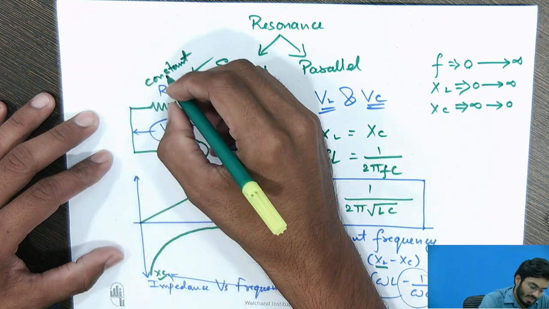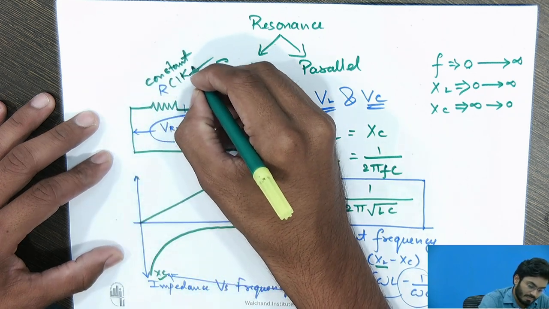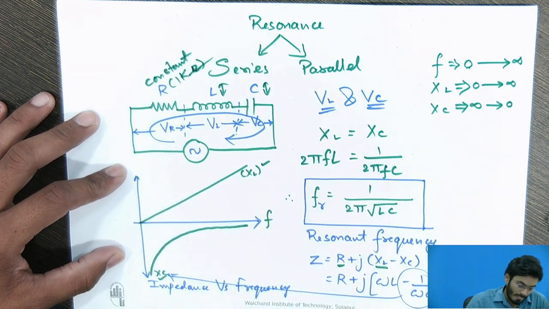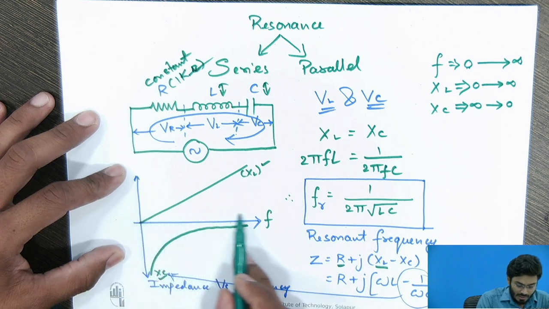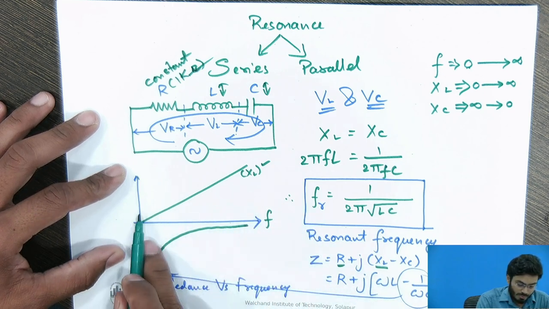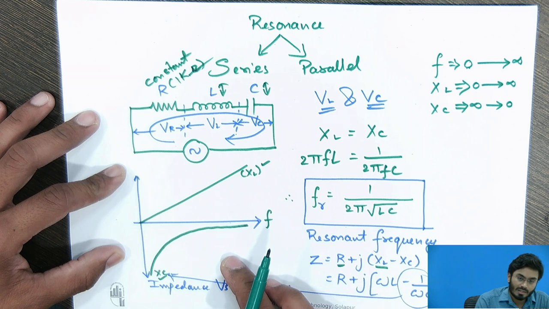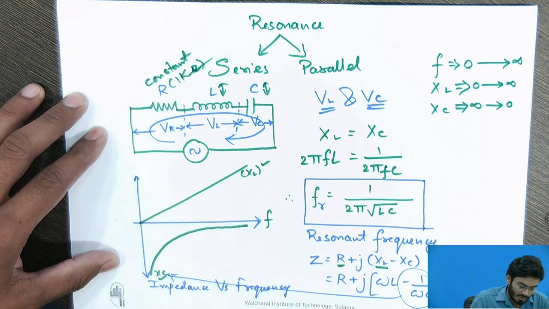So consider that R is constant, maybe something equal to 1 kilo ohm. I'm not going to represent that R anywhere here because I don't want to spoil the effect of this XL and XC on your overall curve.